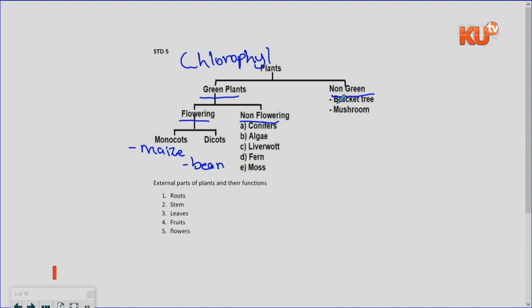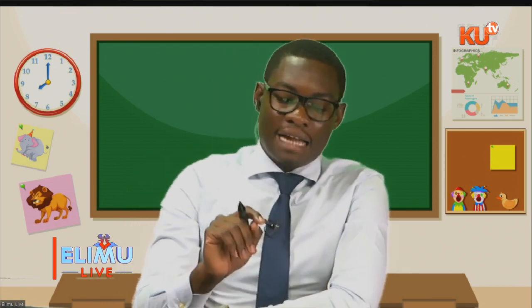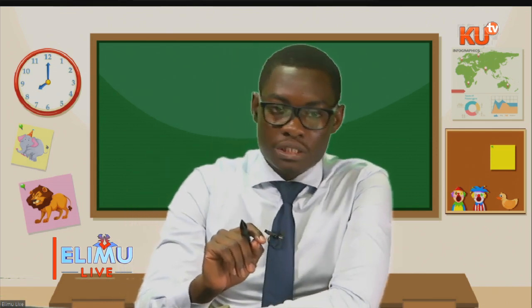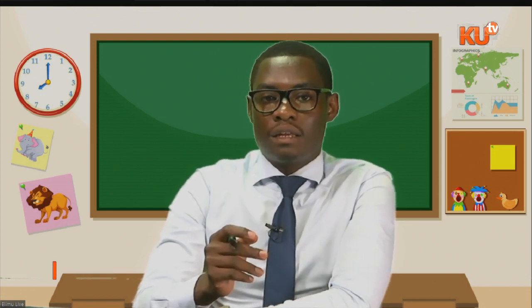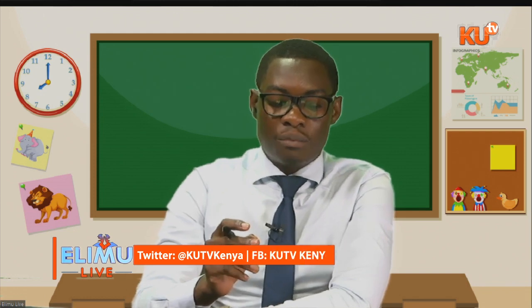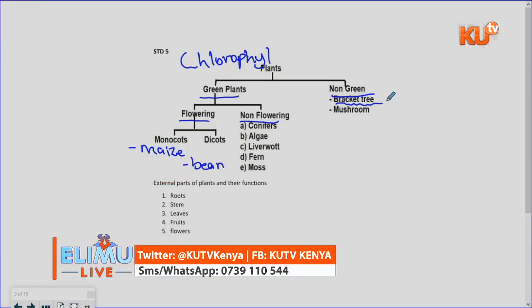Then we have non-green plants, and I started with the first example, bracket tree. It is used by most examiners as a distractor. Most candidates, because of the word tree, tend to assume it is a green plant. It is not. So bracket tree is an example of a non-green plant. Then we also have fungi.